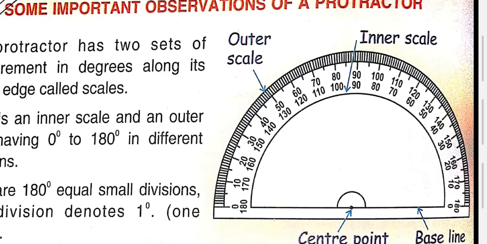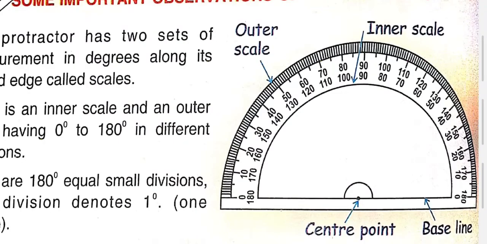The protractor has one center point. This line is known as the baseline. The baseline always passes through this 0, which is known as the center point. And it has two scales, inner scale and outer scale.